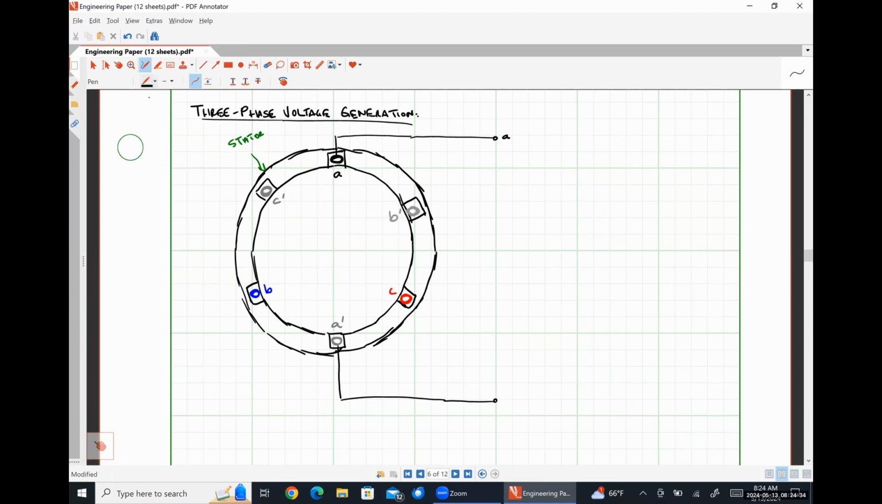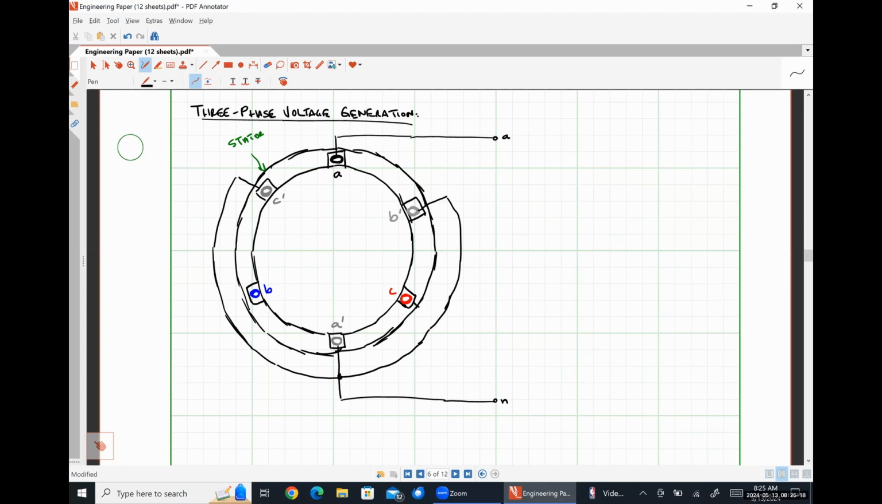Let me go ahead and now kind of wire things up a little bit, okay? So I'm going to tie all of those prime denoted terminals together. Like so. And I'm going to call that common point of interconnection my neutral terminal for this voltage source. Okay.